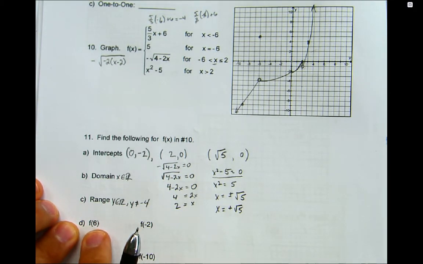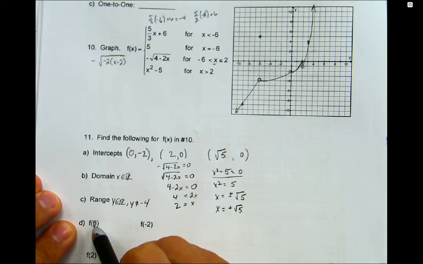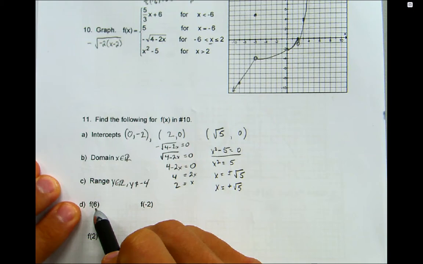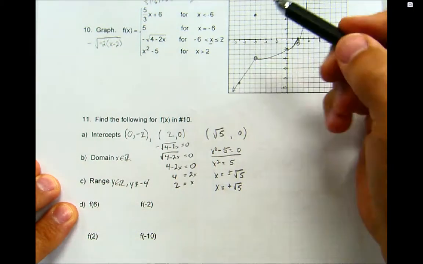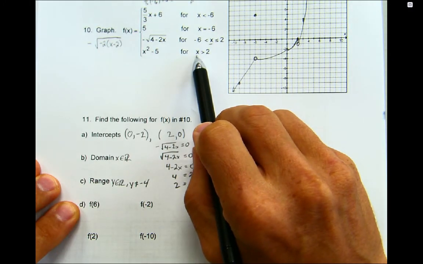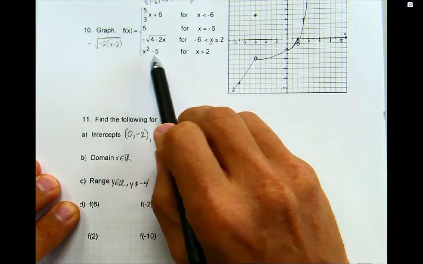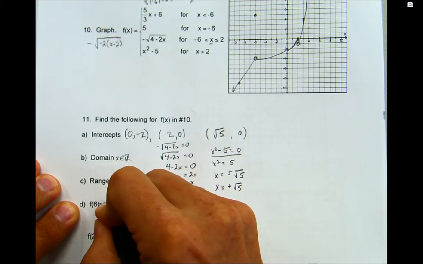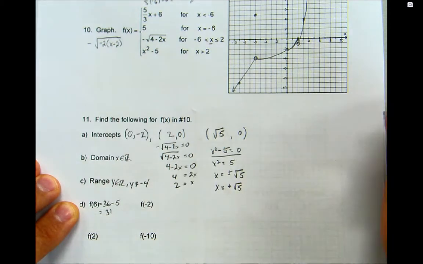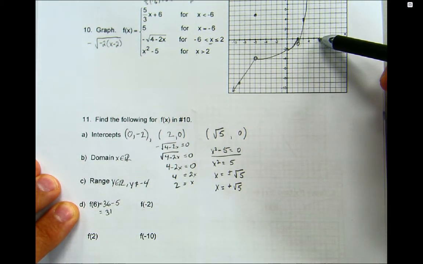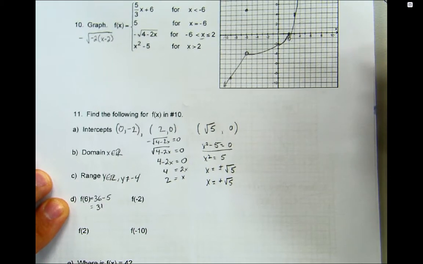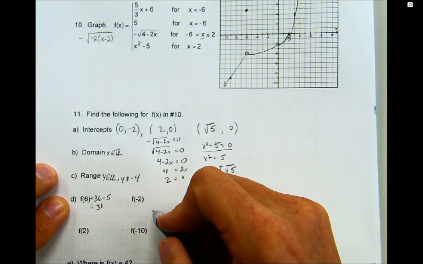So let's do some values. f of 6. Let's see if we can fit this all on the same page here. Looks like we can. Okay, f of 6. Well, where does 6 belong? 6 belongs with the parabola, right? So 36 minus 5 is equal to 31. Does that make sense? If I was way over here at 6, could you imagine the graph going all the way up to 31? Sure you could.